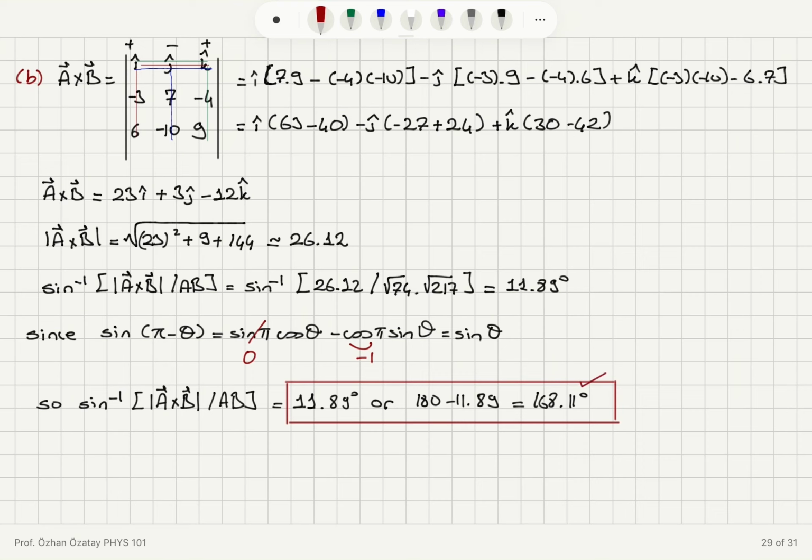Okay, so the end result is that, well, both of these calculations give the angle between the two vectors.